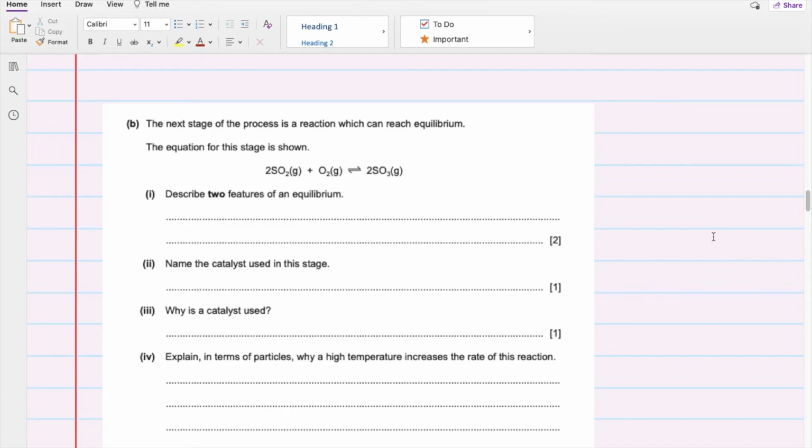Let's just write them down. So the reaction is reversible, and they're happening at the same rate. So the rate of forward reaction equals the rate of the reverse reaction.